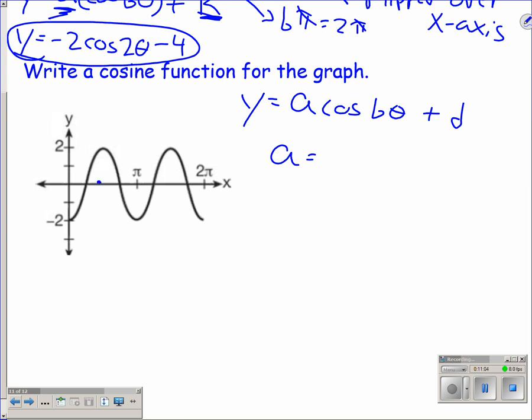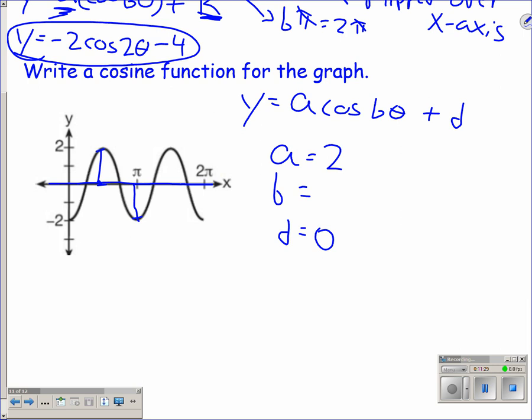So my midline is here, it looks like it's 0, and it's going to positive 2, and it's going to negative 2. So that must mean that my amplitude in this case is 2, the distance from the midline to the max. We need our b value and our d value. The d value, remember, is the midline, and it looks like the midline is directly through the origin, at the x-axis. That's just going to be 0.